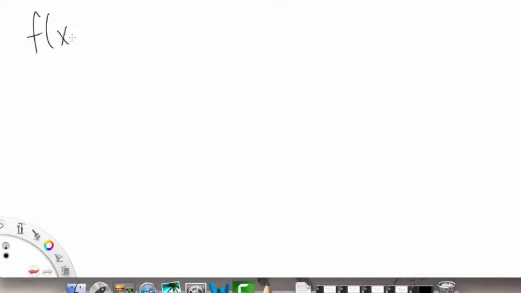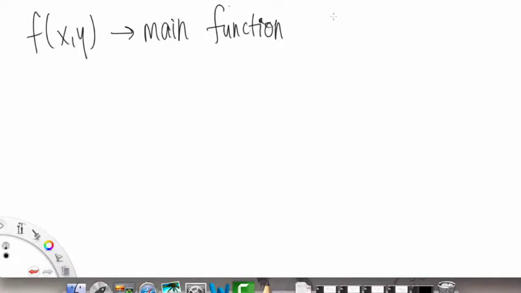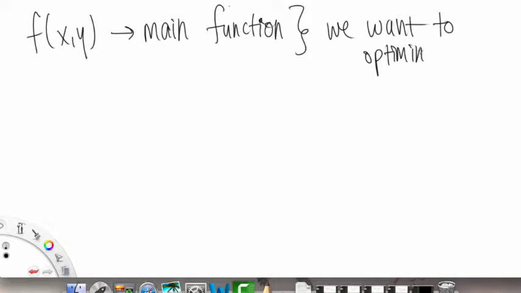So let's say we have some function. This is our main function, that's what I consider the main function. That's the one we're mostly concerned with. This is the one we want to optimize, which is find the maximum or minimum of something. Sorry, not minimize, optimize. There we go. We want to optimize, right?